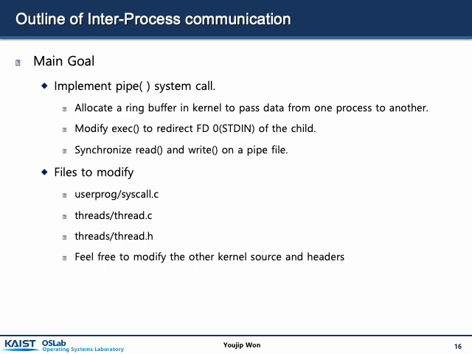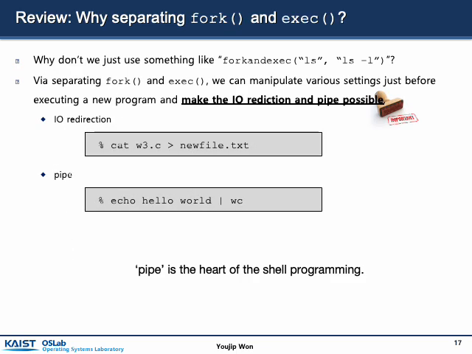To implement the pipe system call, you have to allocate a ring buffer in the kernel to pass data from one process to another. You also need to modify the exec function to redirect file descriptor 0 of the child. And you have to synchronize read and write system calls on a pipe file. Here are the files you need to modify, and you can also feel free to modify the other kernel source and headers. Here is some background knowledge about why the pipe is necessary.